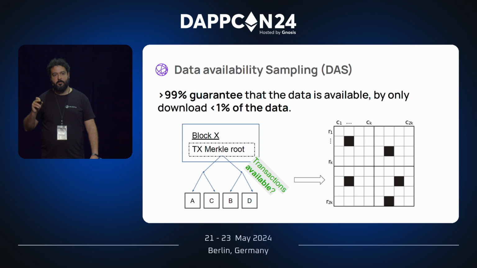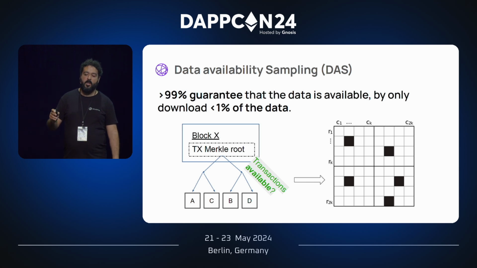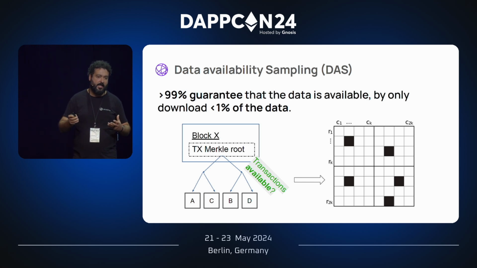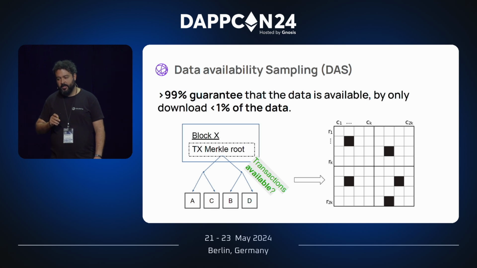Data availability sampling is a technique that allows you to verify that the block was published without having to download the whole block. In fact, you download only a very small portion of that block, right? You can download less than 1% and have almost 100% guarantee that the whole block was published.